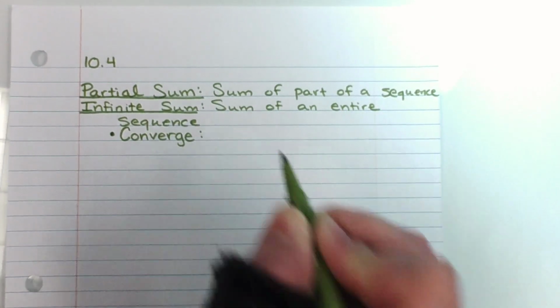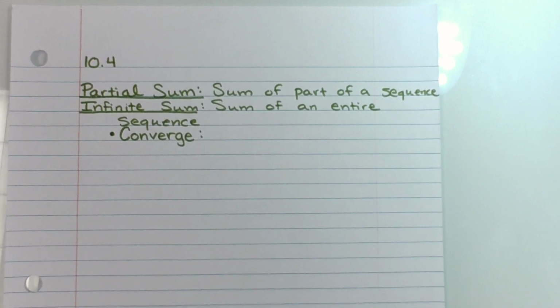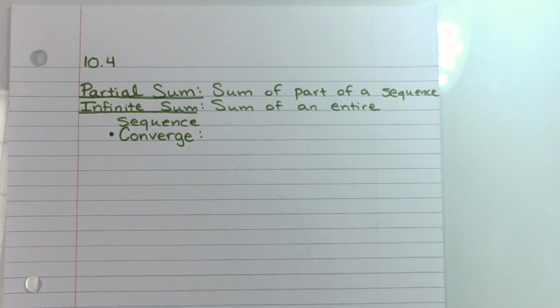Or it can be convergent. To converge means to essentially get closer and closer and closer and closer and closer to something without technically actually hitting it. It's that idea of working with essentially an asymptote. Graphs converge to the asymptotes.